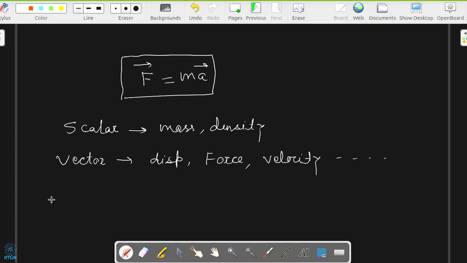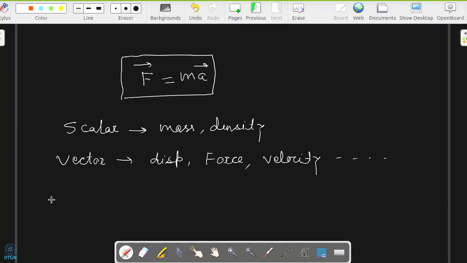So we have studied the conservation of mass, the conservation of energy, the thermodynamics principle, and so on. Conservation of angular momentum, conservation of momentum, and so on. So during our journey of mechanics of rigid body, we got familiar with all these physical quantities. And most of the physical quantities are either scalar, like mass, density, temperature, or vector, like displacement, force, velocity, angular momentum, momentum, torque, etc.